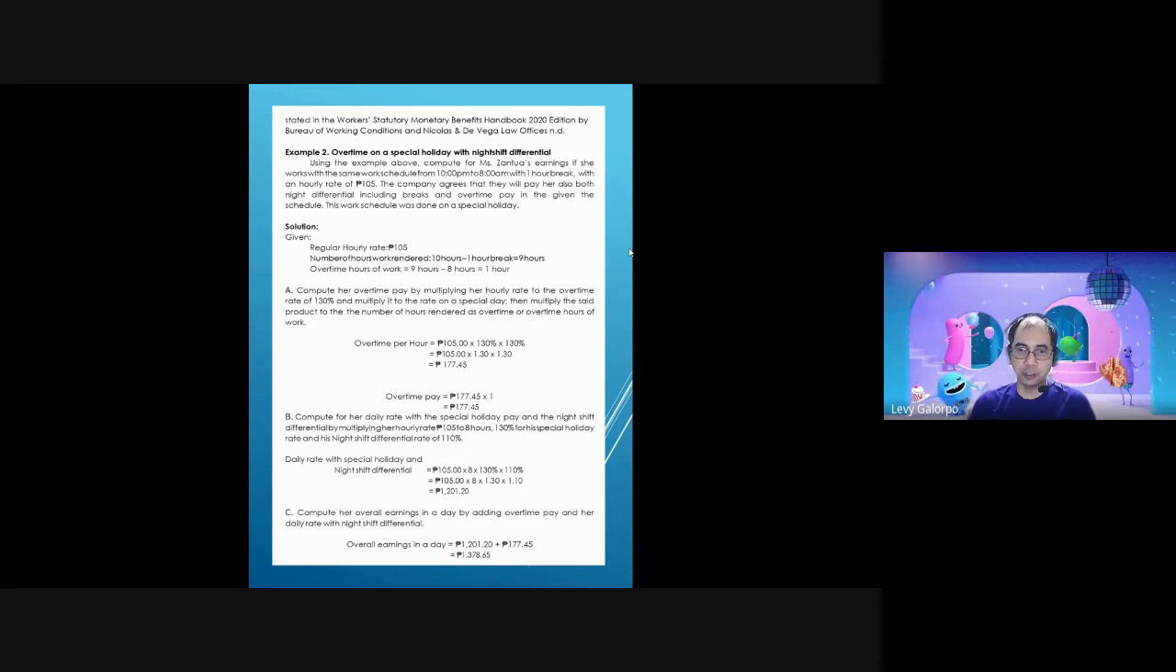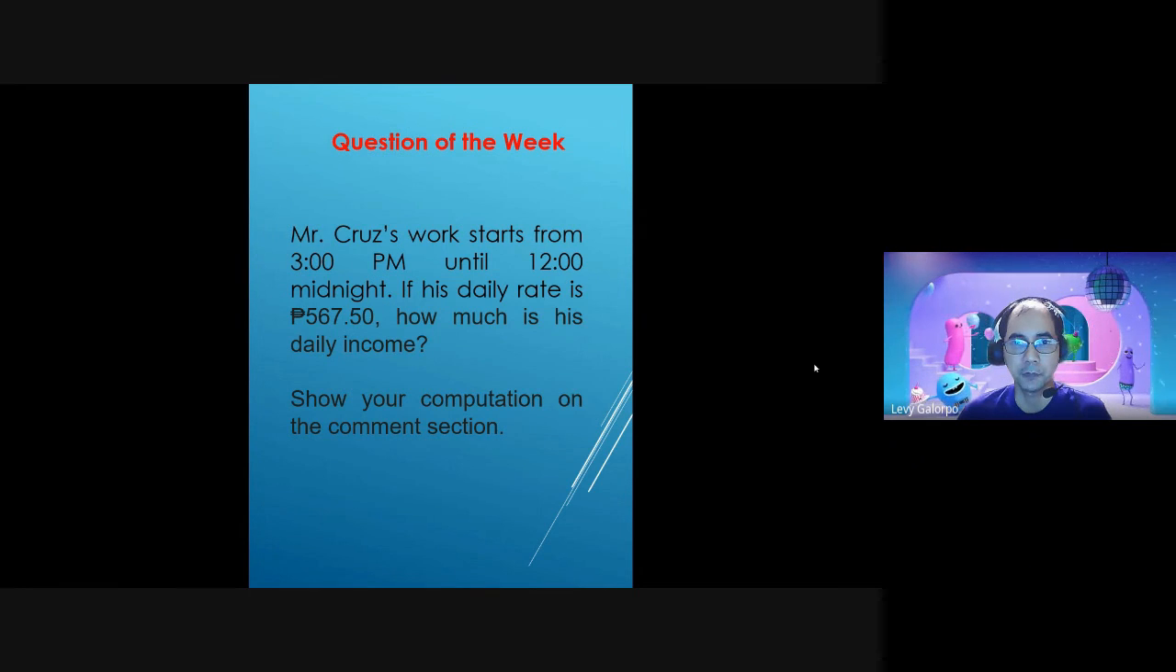Compute her overall earnings in a day by adding overtime pay and her daily rate with night shift differential. Magkano? 1,201.20 plus 177.45 is equals to 1,378.65.